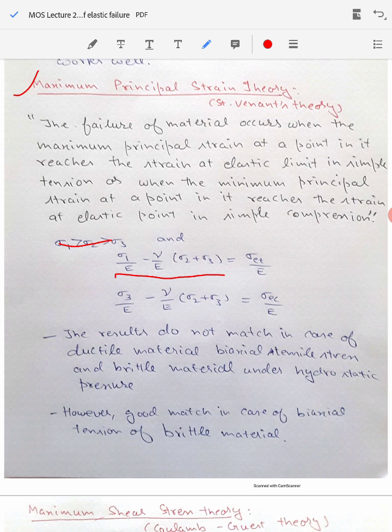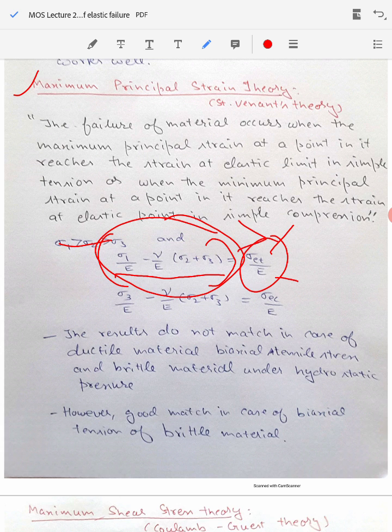So if this principal strain in direction 1 becomes greater than sigma Et by E, where sigma Et is the tensile stress at the elastic limit and E is the modulus of elasticity, so if you divide the stress by the modulus of elasticity, you will get the strain value for a uniaxial state of stress. So if this calculated value of the principal strain is greater than or equal to sigma Et by E, your component is going to fail. This is what it is saying.